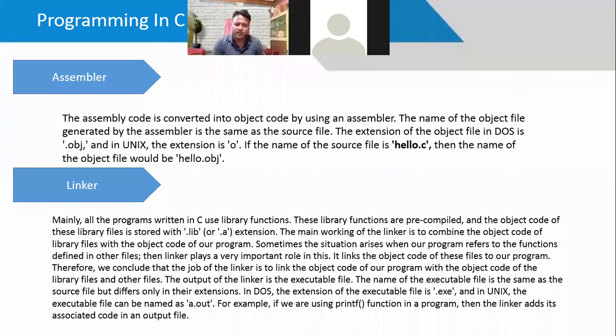Linker is what? Mainly the programs written in C use library functions. These library functions are compiled and the object code of this library file is stored in the .lib extension. The main working of the linker is to combine the object code of the library file with the object code of our program. Sometimes the situation arises when our program refers to a function defined in another file. Then the linker plays a very important role in this.